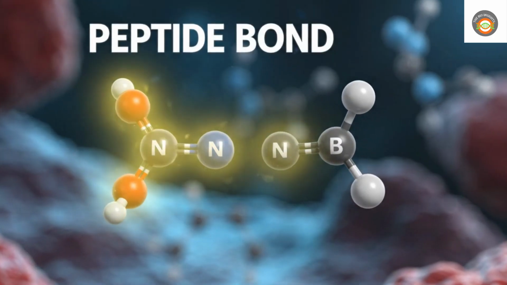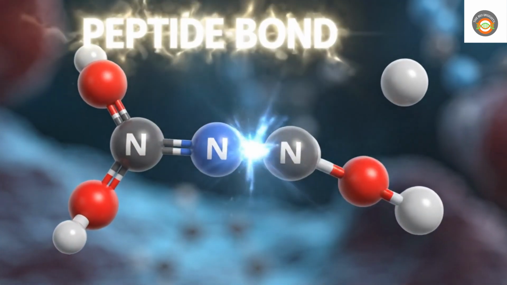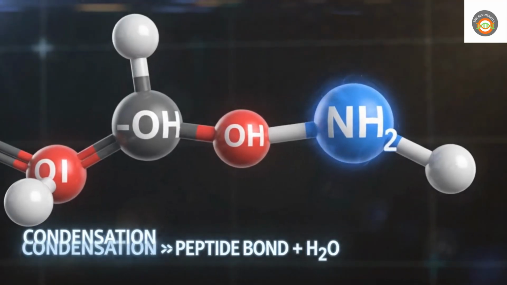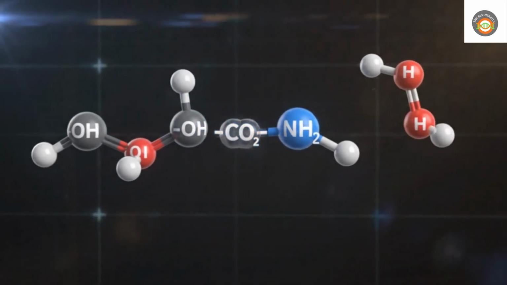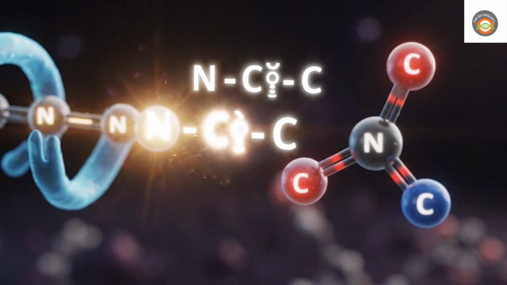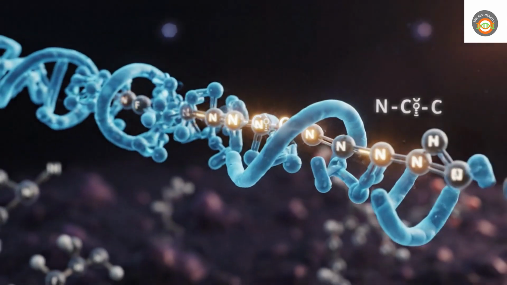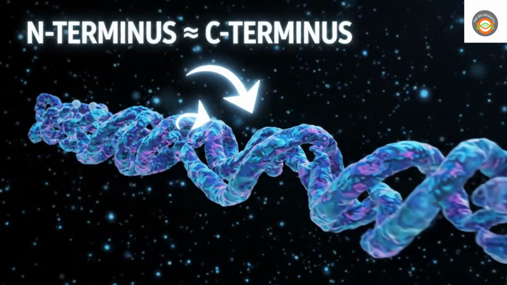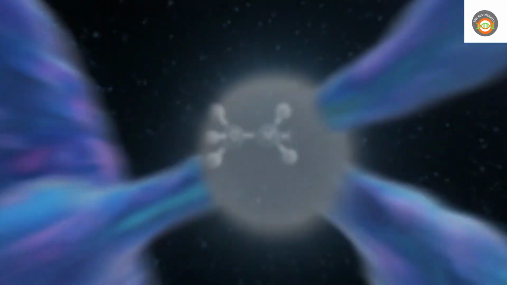Amino acids are connected to one another through covalent bonds called peptide bonds. A peptide bond forms through a condensation reaction between a carboxyl group and an amino group. Repeated peptide bonds create the characteristic N-C-alpha-C backbone of a polypeptide. Every polypeptide has direction, running from its N-terminus toward its C-terminus.